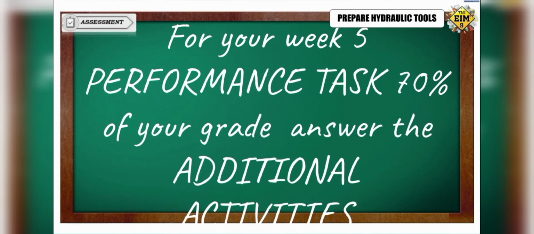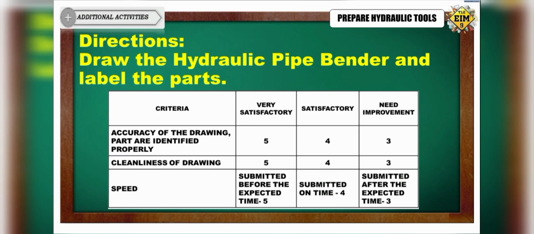And for your week 5 performance task, 70% of your grade, answer the additional activity. Okay, here it is. For your additional activity, you need a clean bond paper, and you can use pen and also color tools to make your drawing look better. Direction: draw the hydraulic pipe bender and label the parts. You just need to draw the hydraulic pipe bender neatly, cleanly, and clearly.